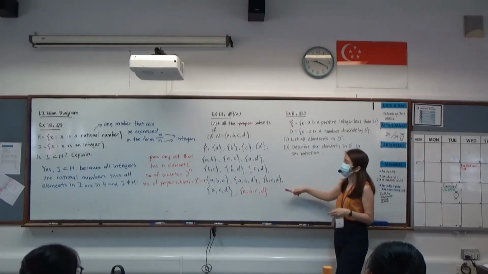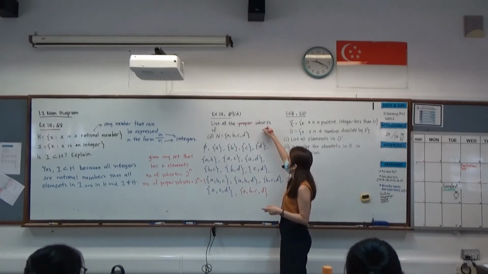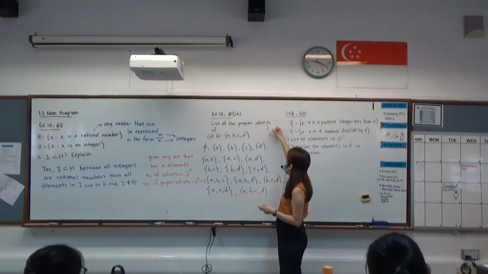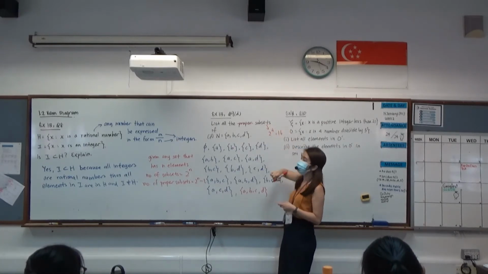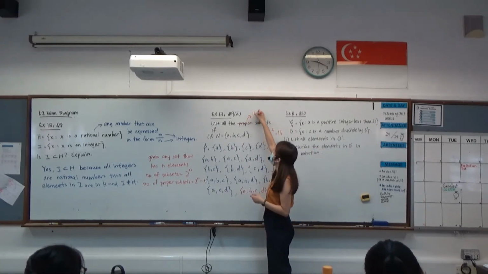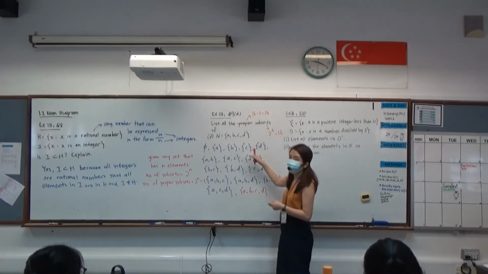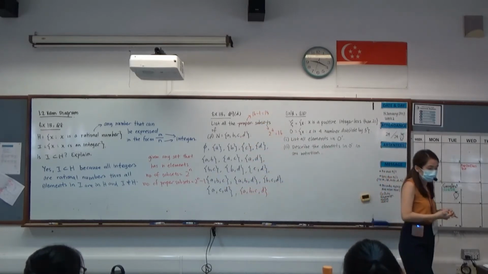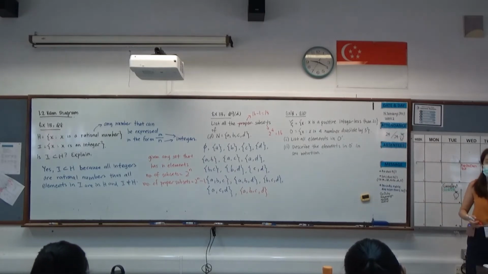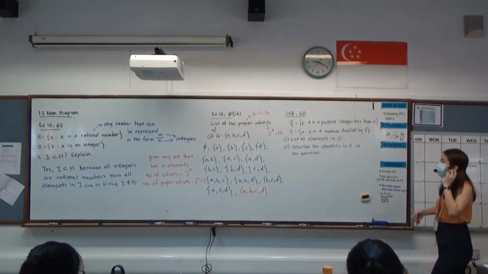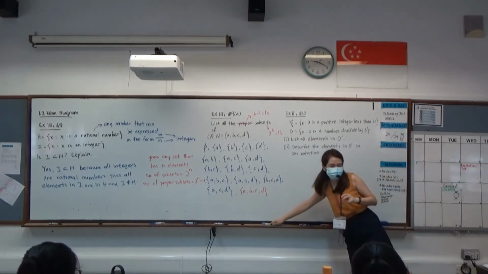Okay, so in this case, there are 4 elements. So the number of subsets should be 2 to the power of 4, which is 16. And the number of proper subsets will be 16 minus 1, which is 15, which is correct. Okay, any questions? Alright, so now let's look at question 10.